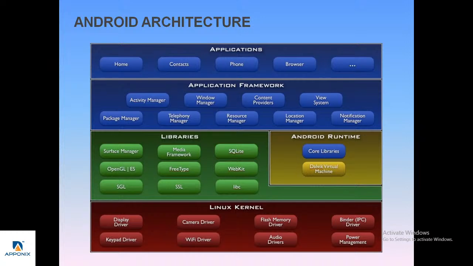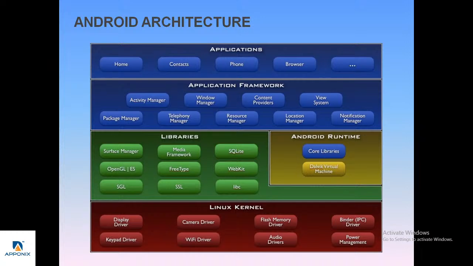For example, you can consider the WhatsApp application, which has no option to store or save any contact. So the WhatsApp application will always collect or fetch the contact from the contacts application. That's because of this component, that is content provider.